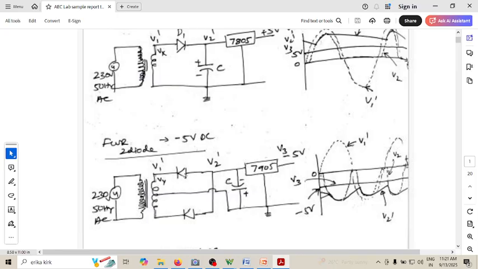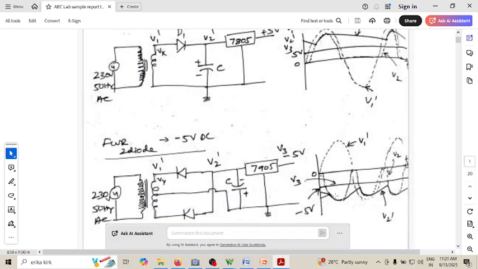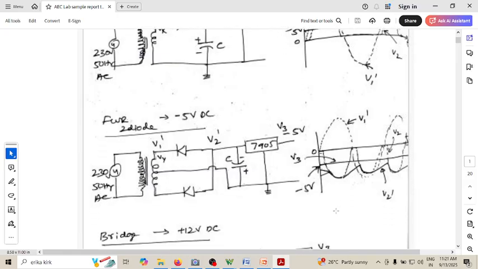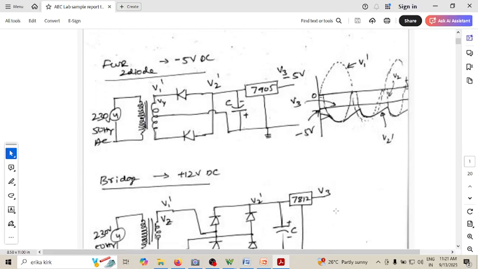Since the diodes are connected in this fashion, we are going to get the negative halves only. This positive half will also be flipped down to the negative half. That is what the full wave rectifier does.